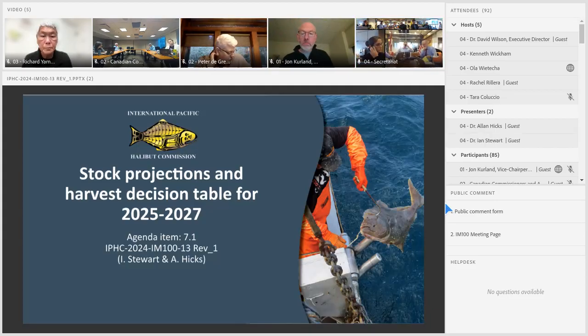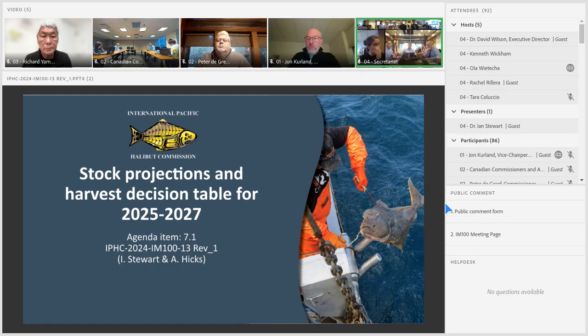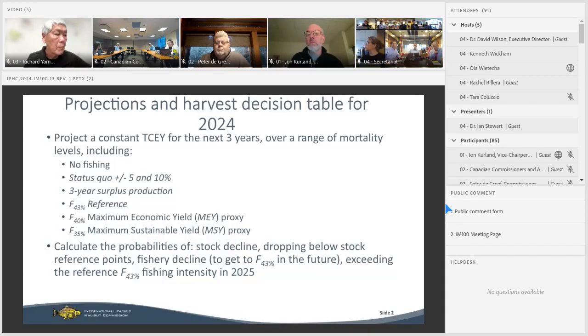Okay, so this is the follow-up to the stock assessment presentation, where I present the projections for the next 1 to 3 years, as well as the harvest decision table. There's no change to the approach we've used for projections this year. As in the past, we project a constant TCUI for the next 3 years over a range of different mortality levels, ranging all the way from no fishing up to an F35% that we would consider to be the maximum amount of sustainable yield or the maximum harvest rate that can be applied to this stock over the long term.